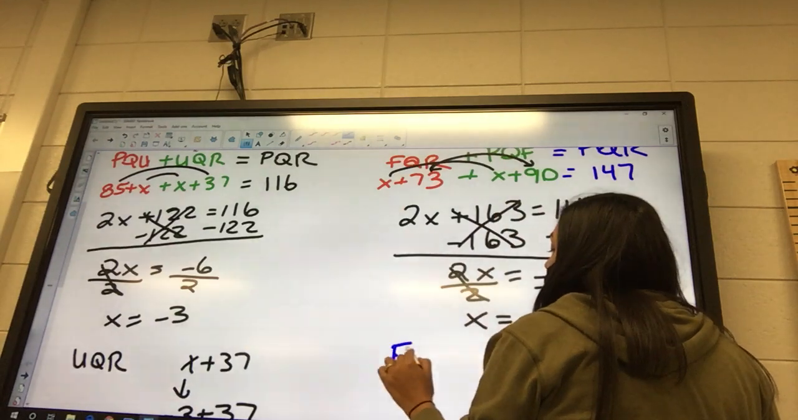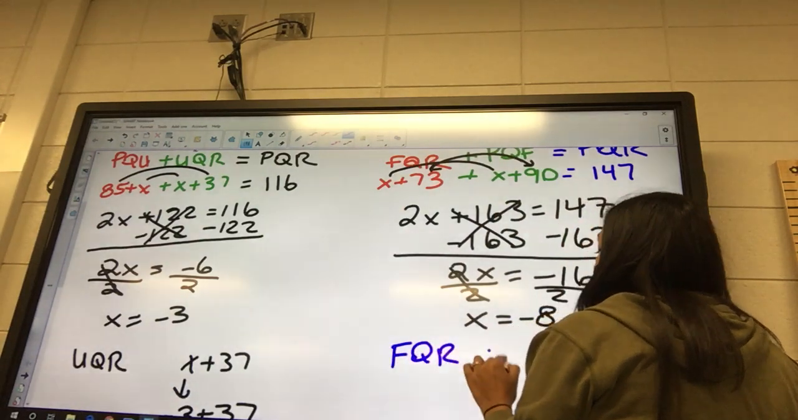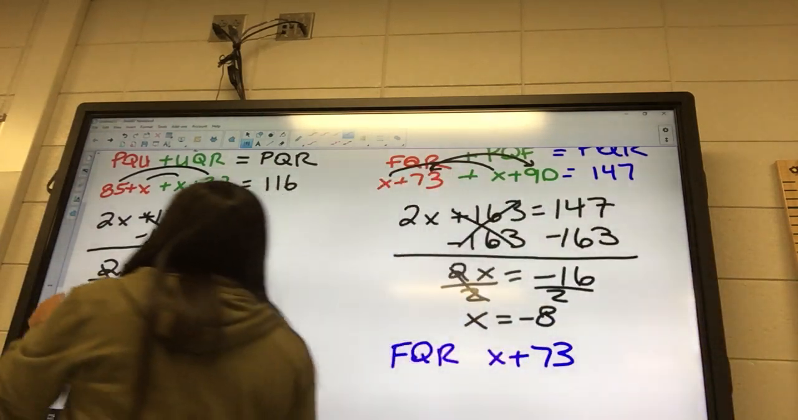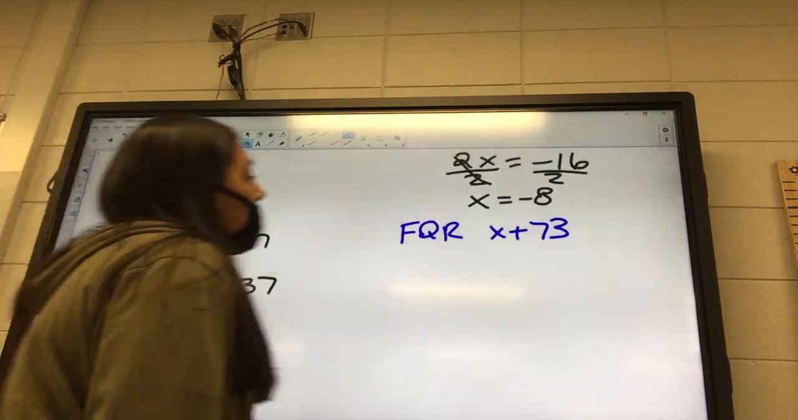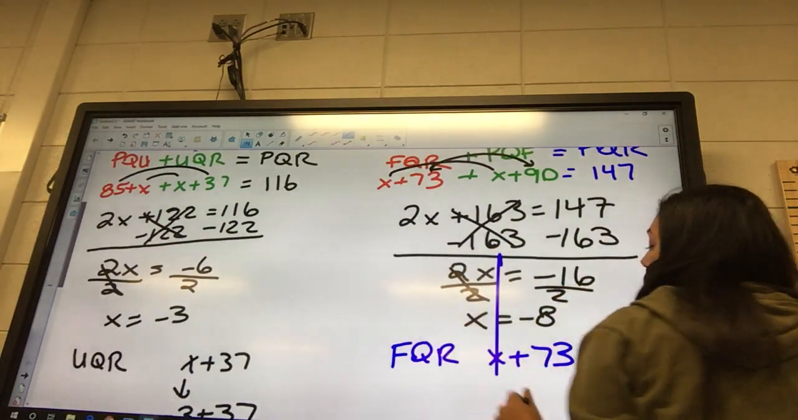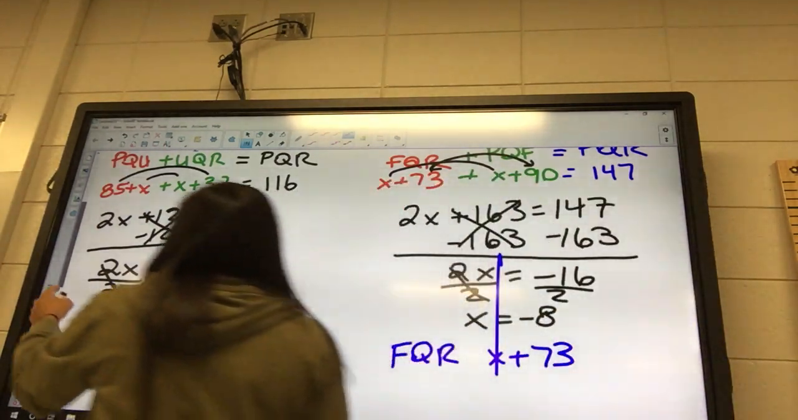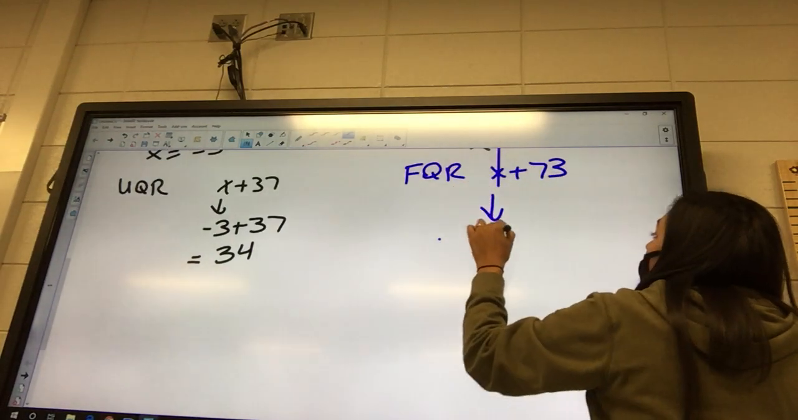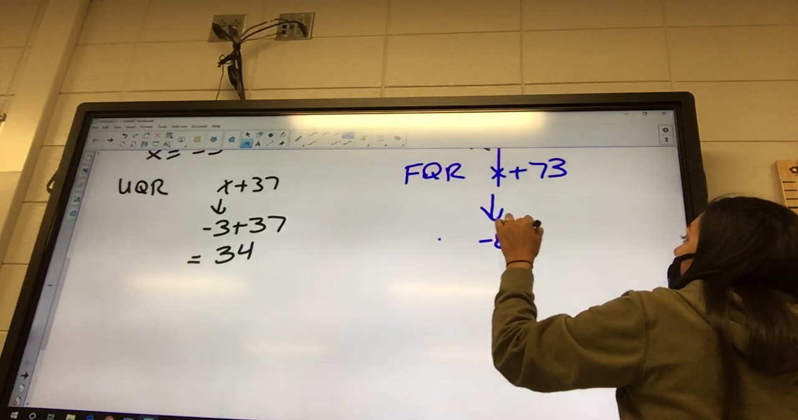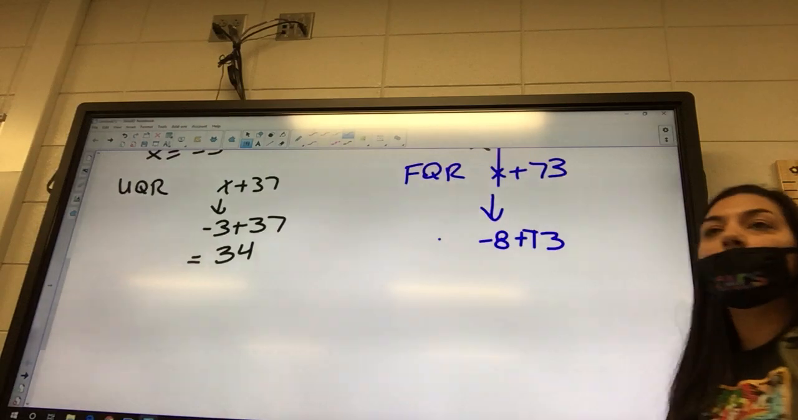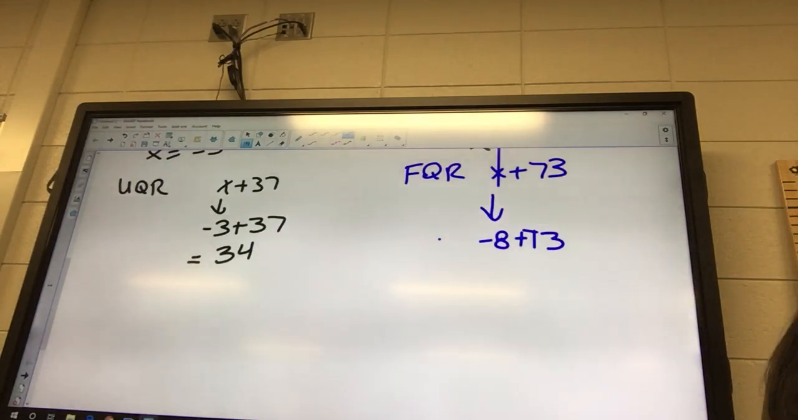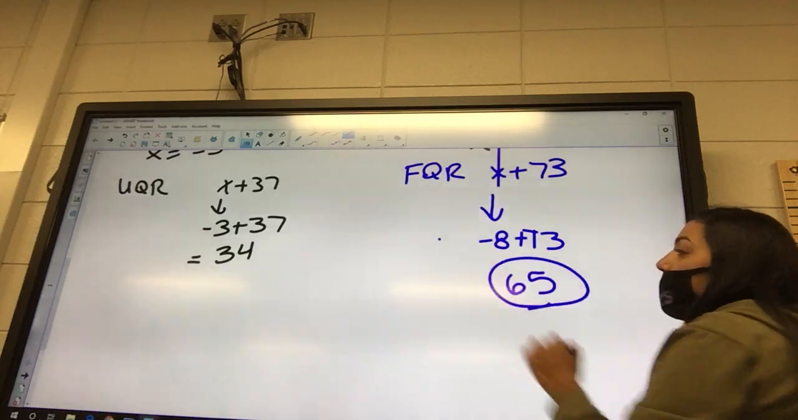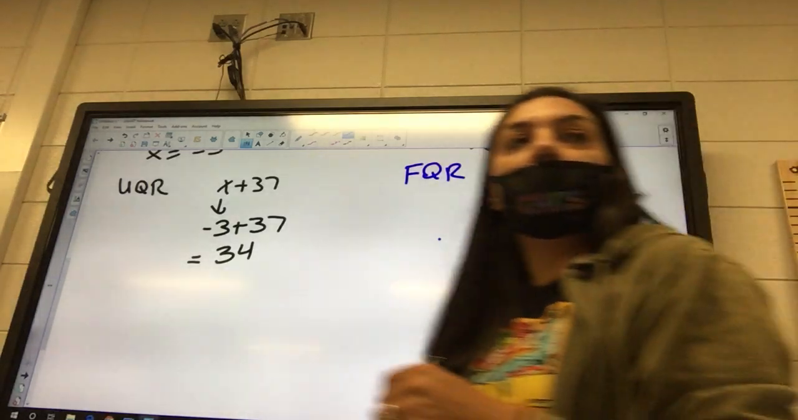Yeah, so FQR is x plus 73. And what do we know our x is? Negative 8. So we can plug that in where x goes. So you got negative 8 plus 73, 65. Okay, and then that one would be our answer.